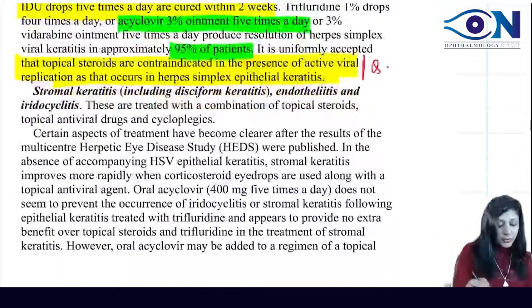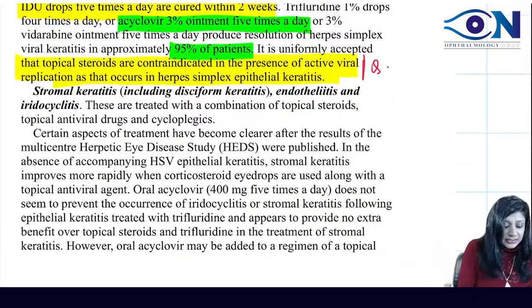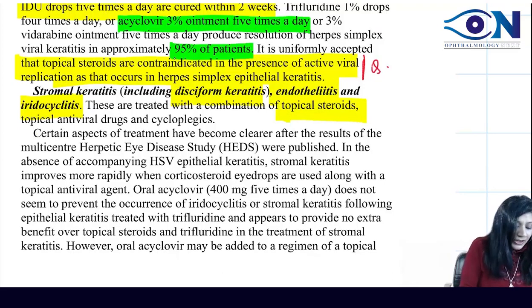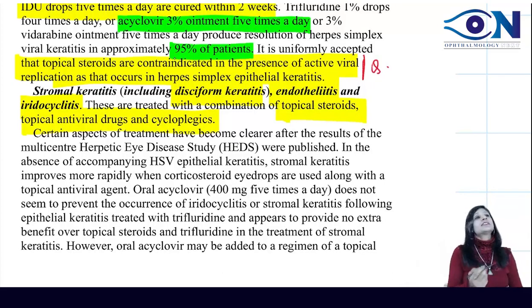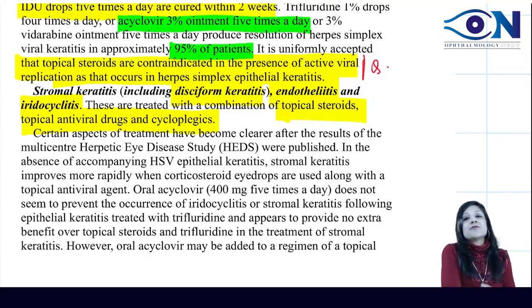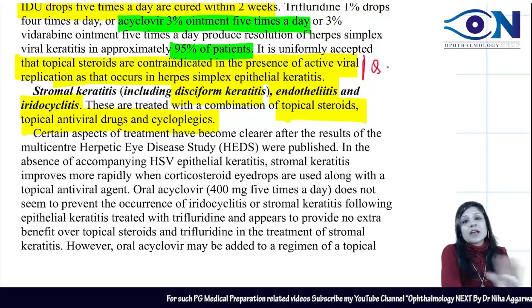Next is your stromal keratitis. Stromal keratitis, including the disciform keratitis, endothelitis, and the iridocyclitis, is treated with a combination of topical steroids, topical antivirals and cycloplegics. So this is a very interesting point: in the first phase of herpes simplex, the dendritic keratitis, the steroids are contraindicated, while in the second one, disciform, they have to be given because stromal keratitis can't be treated without the steroids.